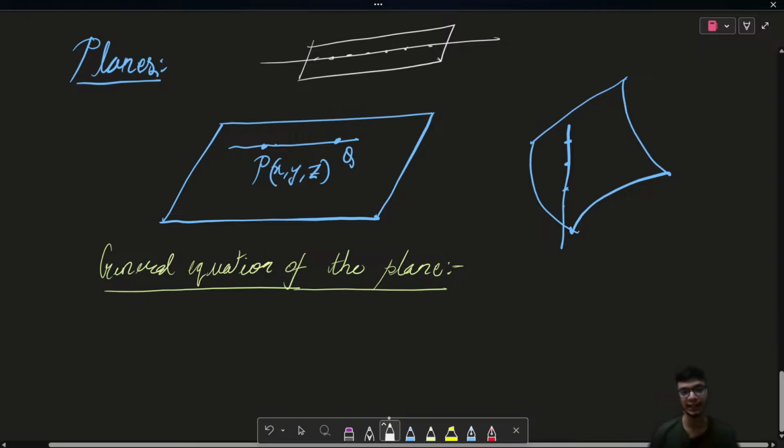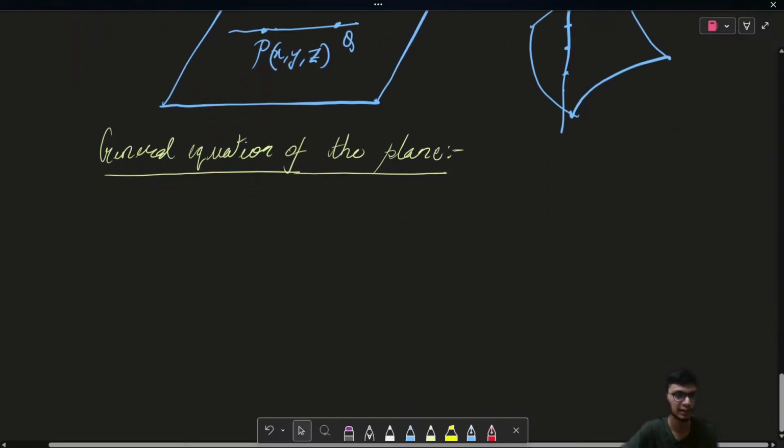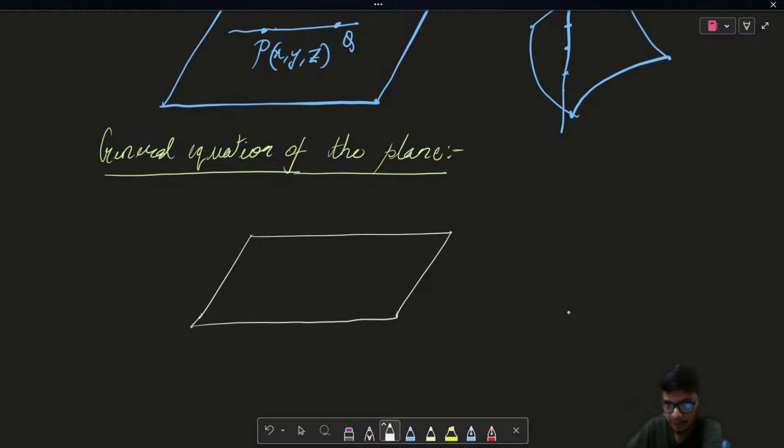So let us try to understand how I can define this particular plane. If I am to define the plane, there are two important things that we need to understand in order to define the equation of a plane. Let's see what the basic requirements are for defining the general equation of a plane. Let us say I have this plane with me, and I will know a point that is lying on the plane.